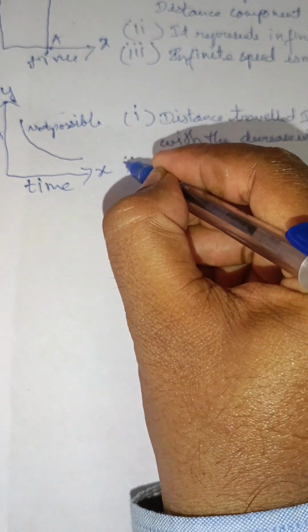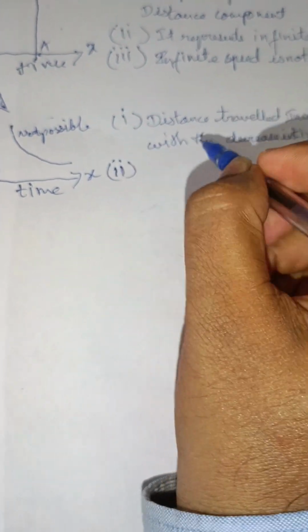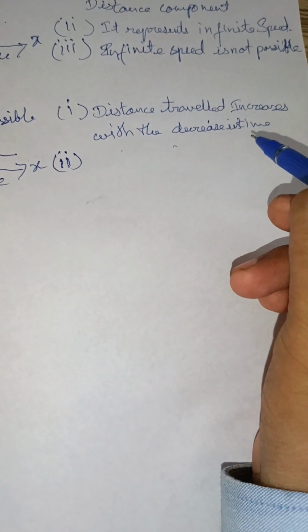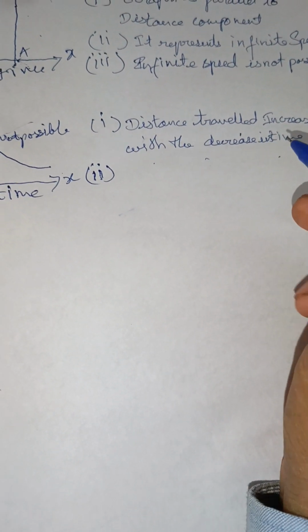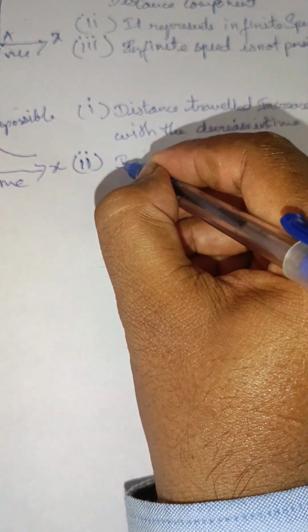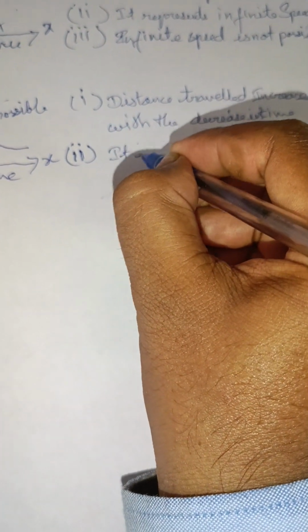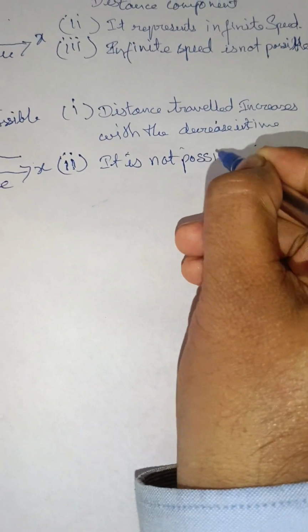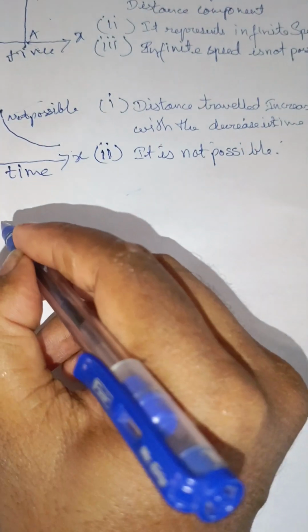So with this you can understand that when the distance traveled by the body increases, time decreasing is not going to be possible. That is why this graph is also not possible.